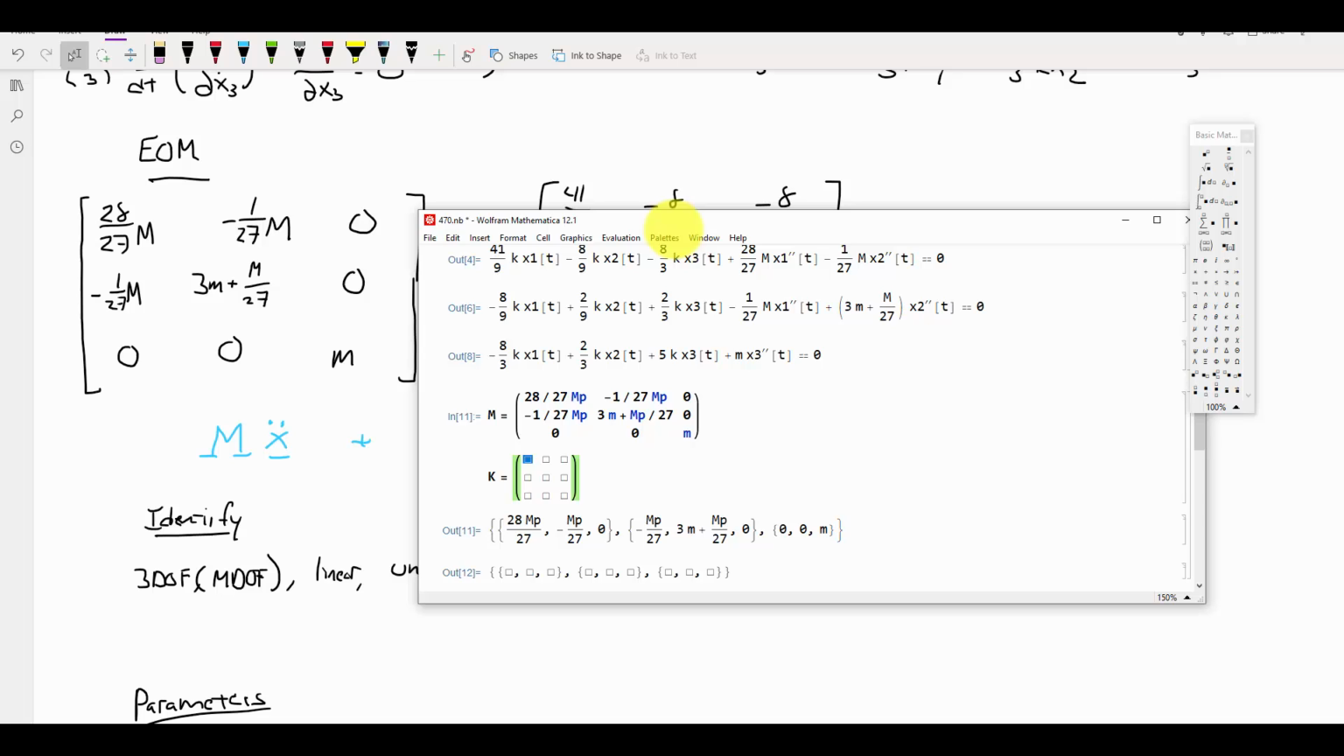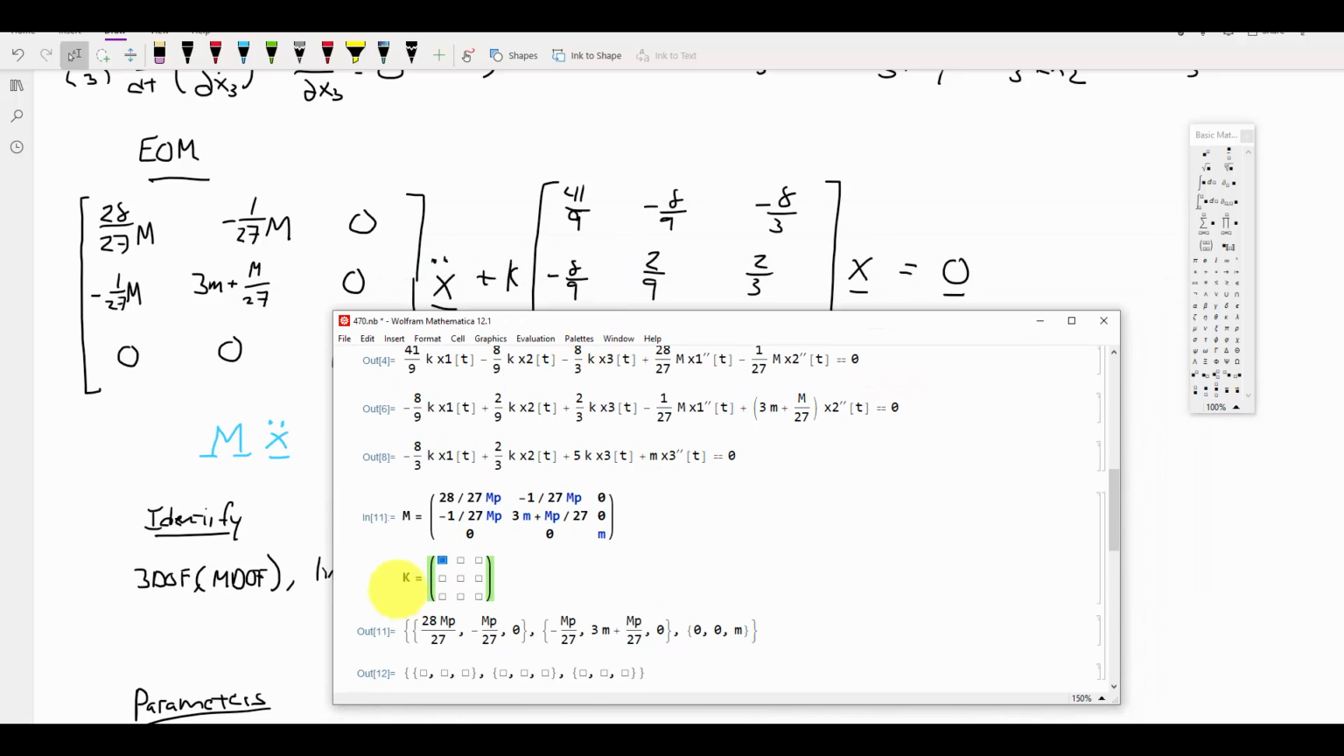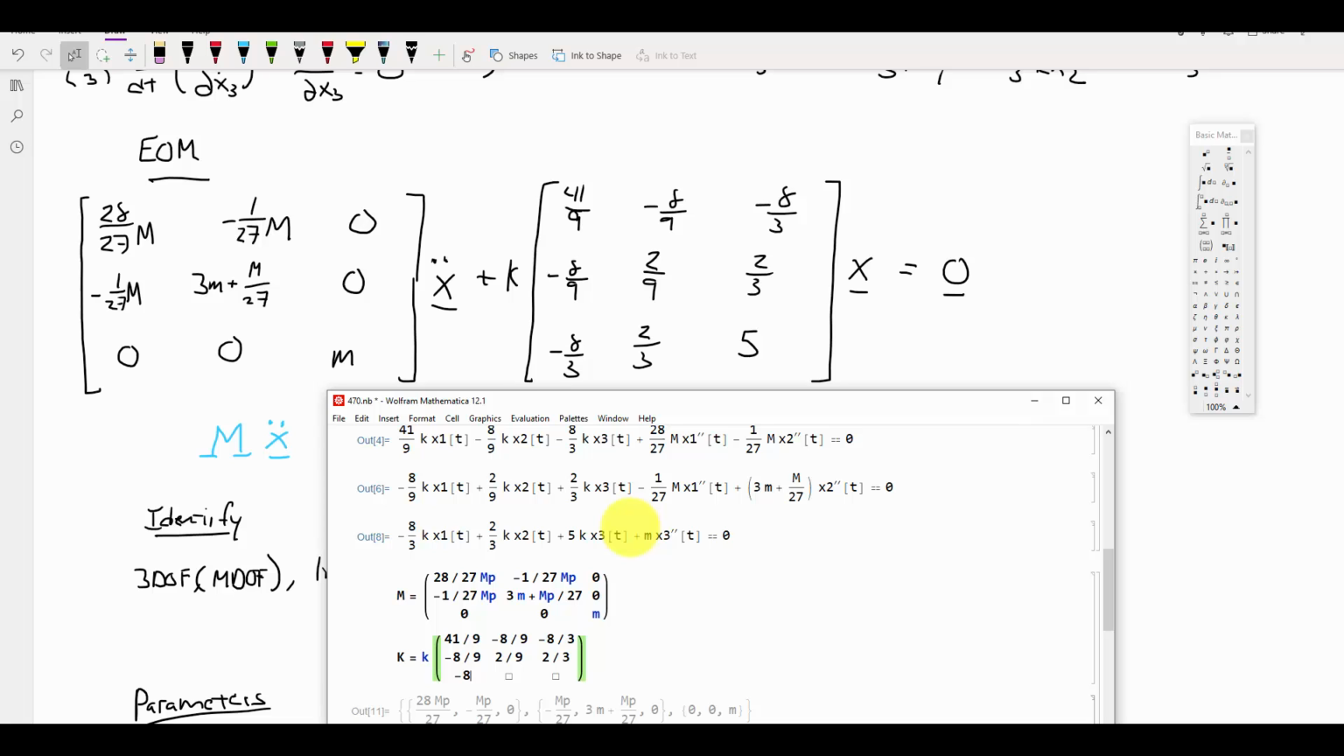And looking at the K matrix here, I can put that little k on the outside and then put in the rest of the matrix as I have when I wrote it down. Negative 8/3, negative 8/9, 2/9, 2/3, and then that last row, negative 8/3, 2/3, 5.